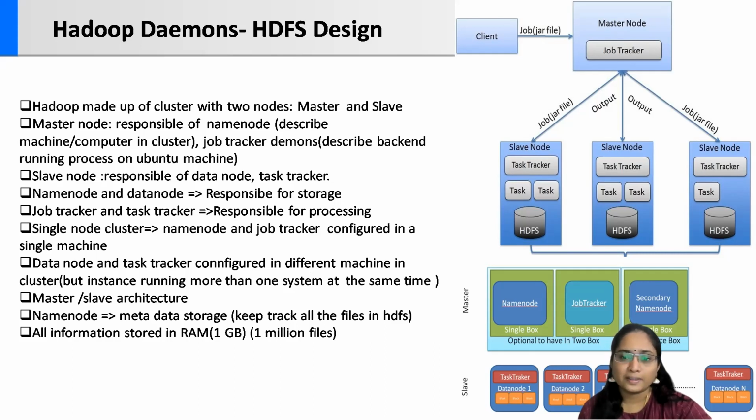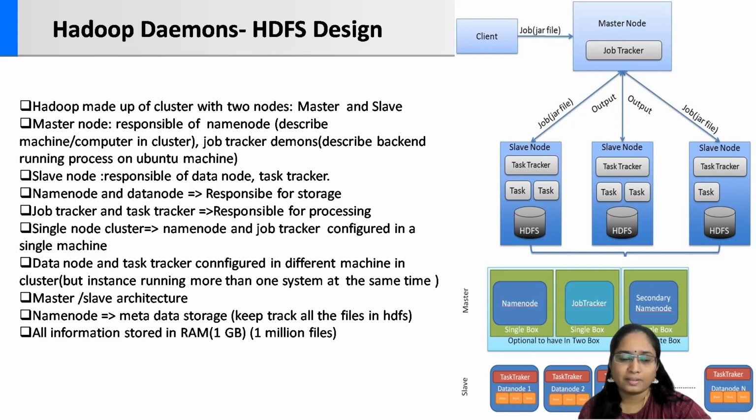Whenever we have a single node cluster, there will be a single name node and a single job tracker configured in a single machine. Similarly, the data node and task tracker are configured in different machines. Look, we have different slave nodes, and on each slave node we have the task tracker. It looks like one single system, but it's running more than one system at the same time.